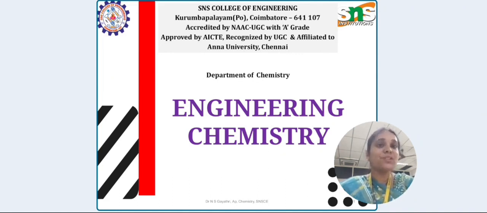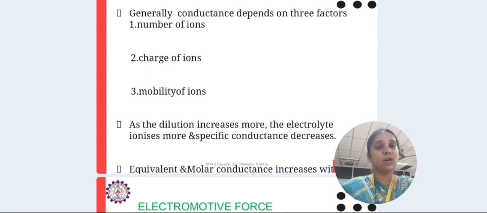Today we are going to see about electrochemistry, the part 3 video, that is about effect of dilution, EMF series, etc. Let's move on to the topic. In previous videos we have seen what are the conductance, non-conductance and types of conductance, etc. Today we are going to see about the effect of dilution, how the dilution affects the conductance.